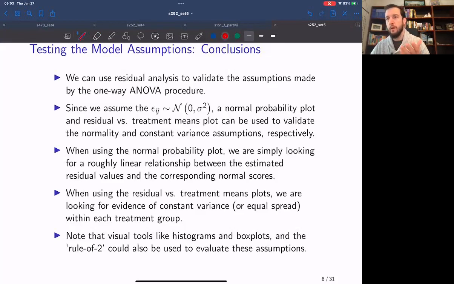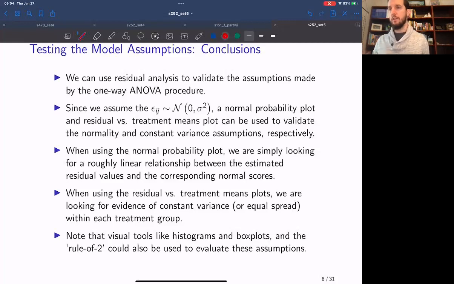When we use the normal probability plot, we use it in the same way that we do in any other situation. We just want to see a straight line relationship between the residual values and the quantiles of the normal. If we want to use the residuals to check for constant variance, again, there's a variety of different ways that we can do this. If we use plots, we're basically just plotting the residuals against their treatment group mean or against their treatment group label, and then we want to see an equal deviation for each of those groups.